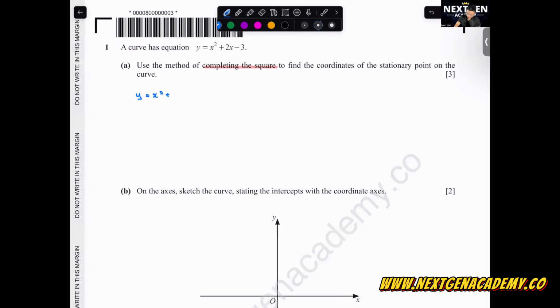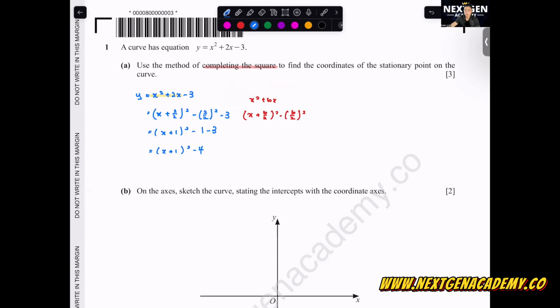y equals x squared plus 2x minus 3. So do CTS. We need to take these two values first, and the method will be x squared plus bx. CTS will be x plus b over 2, squared, minus b over 2, squared. We write it into this format. So this is x plus 2 over 2, squared, minus 2 over 2, squared, minus 3. x plus 1 squared minus 1 minus 3. We end up with x plus 1 squared minus 4.